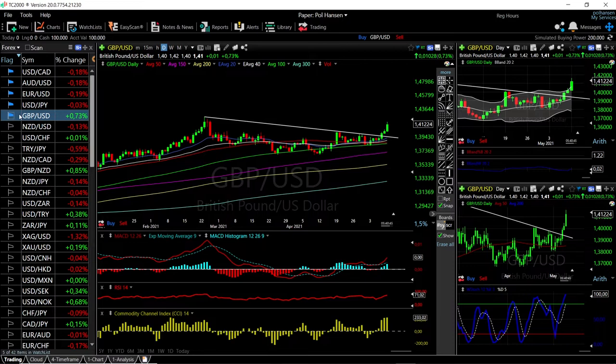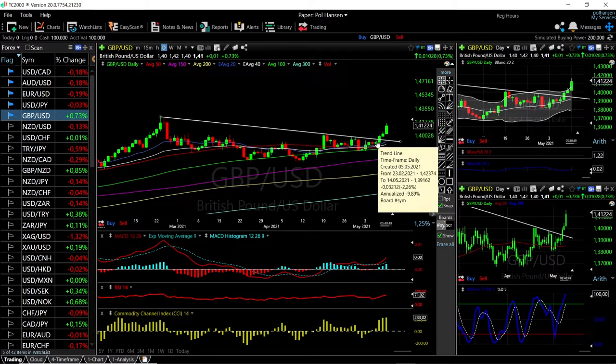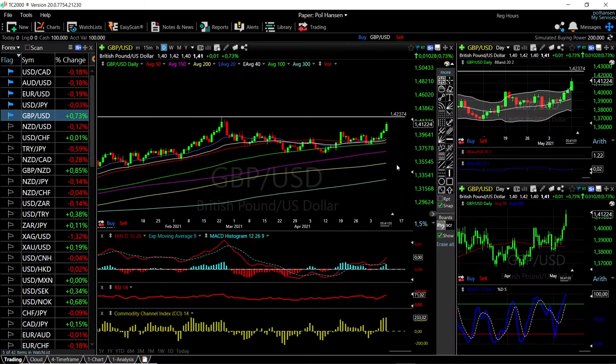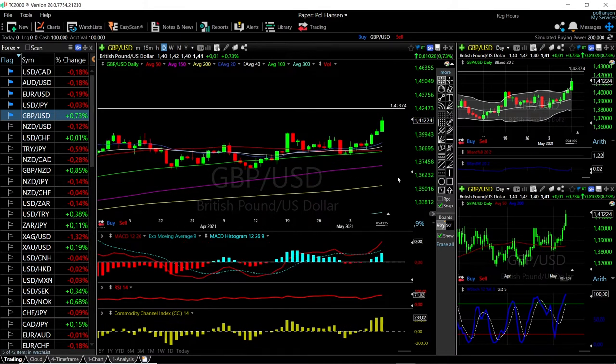So we'll start by looking at the GBP pound and the US dollar, and as you can see, when we broke this upper resistance line, we shot up to the upside. We can just get rid of this now, and our next target will most likely be 1423, which is our previous highs here. If we break that, then yes, we are going to go significantly higher.